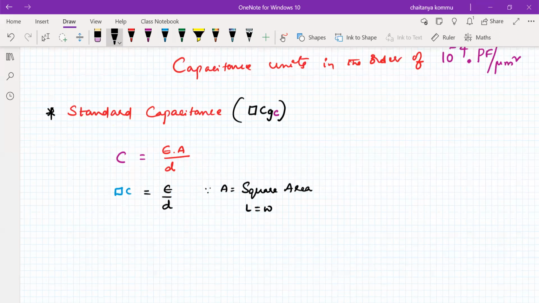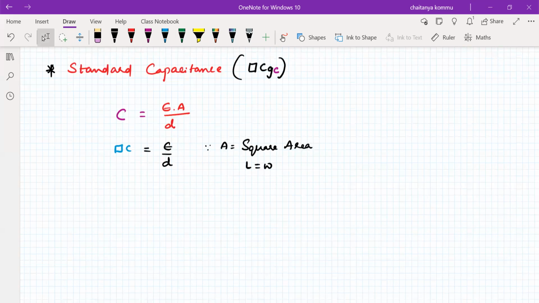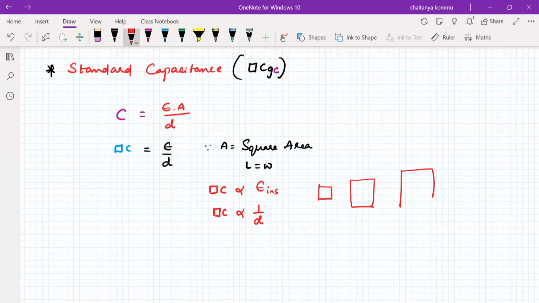It depends only upon the medium between the two plates and the thickness between these two plates. Nothing more than that. And one more thing is what kind of SiO2 we are using. Therefore, what is the dependency of square Cg? As we know, square Cg is directly proportional to epsilon insulator, and inversely proportional to the distance between the plates. It does not depend upon the square area of the material. If you take this big square or this big square, all these big squares have the same capacitance.